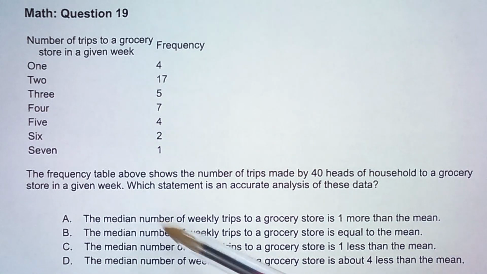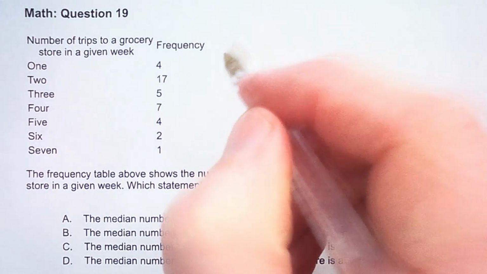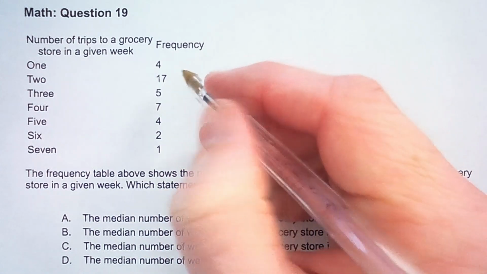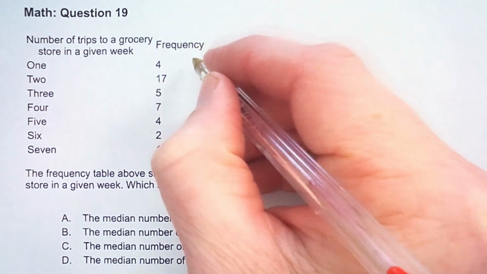So all of these statements here compare the median to the mean. So we need to find the median and we need to find the mean. So for the mean, let's do the mean first. We need to add up all the numbers and divide by the number of numbers. So to add up the numbers, we can kind of take a shortcut.